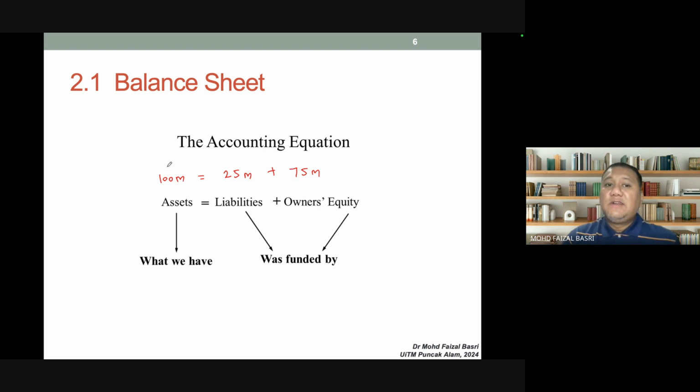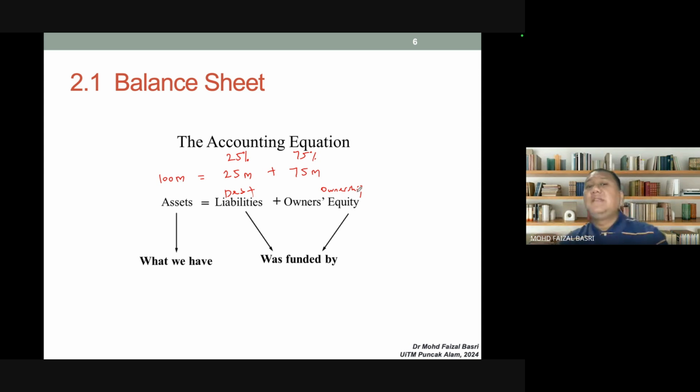So here, from the total of 100 million, we can say that 25% of the assets is financed by debt, because liabilities ni adalah hutang, debt. And for the owner's equity, it is the contribution from the owner. So 75% of the 100 million worth of assets is financed by the owner. By looking at this, it is what we call the capital structure. We can say that this company does not rely on debt to acquire their assets. So the majority of the assets are funded by the owner's equity.